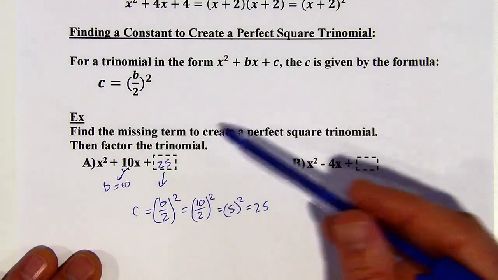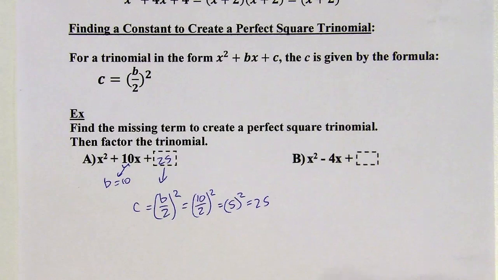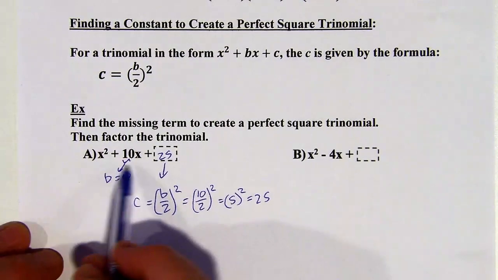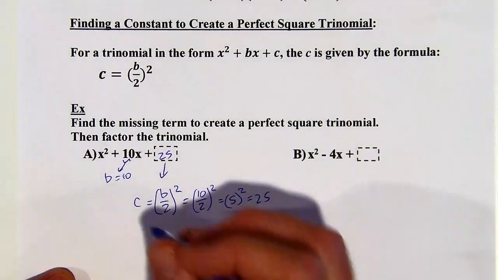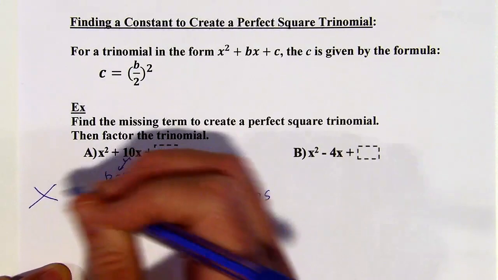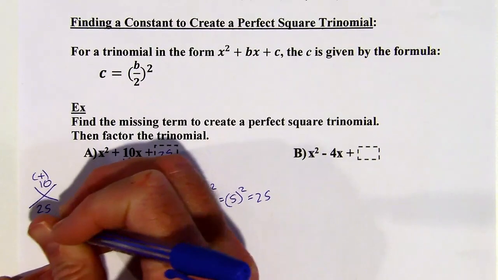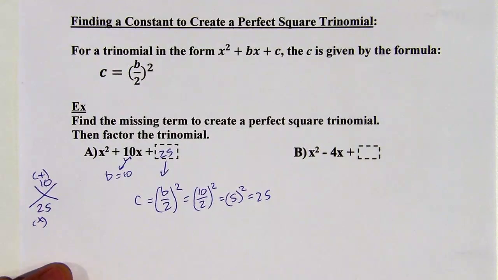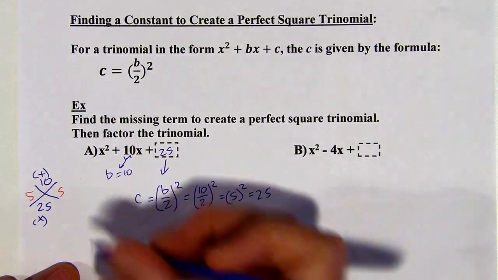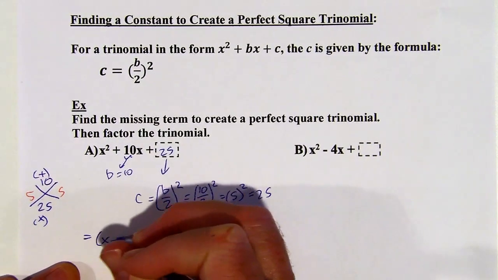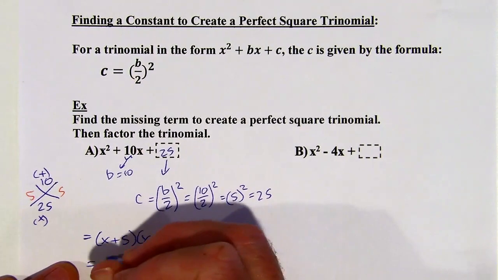trinomial. Okay, so we found that missing term, and then the second part of the directions say, then factor the trinomial. Okay, so now I'm going to take this and factor it, and it should factor into something times itself. So let's go ahead and try it out. I'm going to set up a diamond problem here. I'm looking for two numbers that multiply to 25, the same two numbers add to 10, and that's going to be double fives. So that means when we factor this, it's going to be x plus 5 times x plus 5.